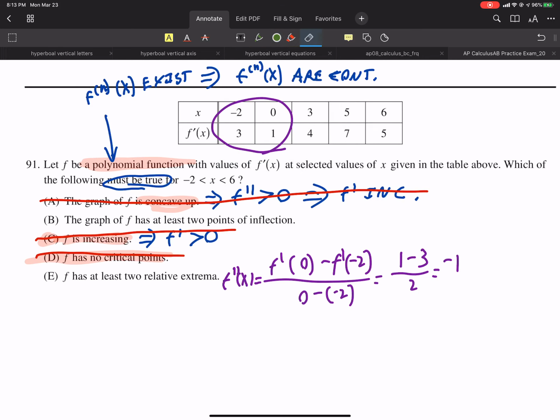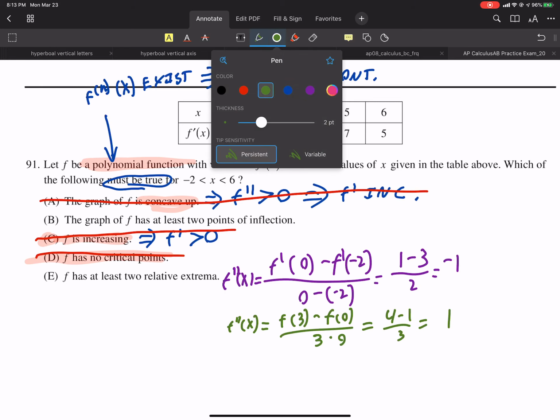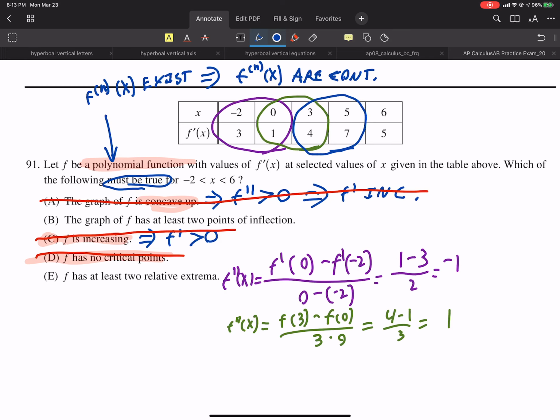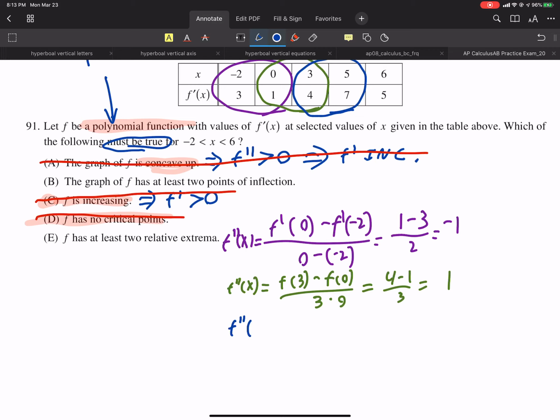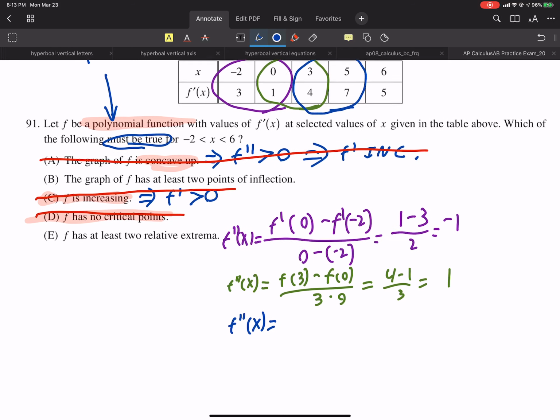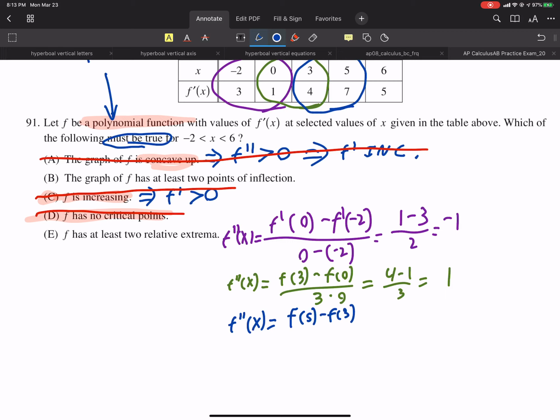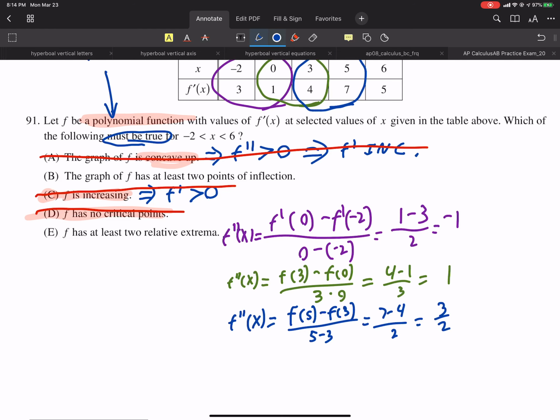All right, let's look at another pair. Let's look at these two. Same thing, by the mean value theorem, there's got to be a point between 0 and 3 where the second derivative equals this. That's going to be 4 minus 1 over 3, which is 1. Let's do another pair, these two. The mean value theorem guarantees that at some point between 3 and 5, the second derivative has to equal this, which will be 7 minus 4 over 2, which is 3/2. And then I have one more region to look at.